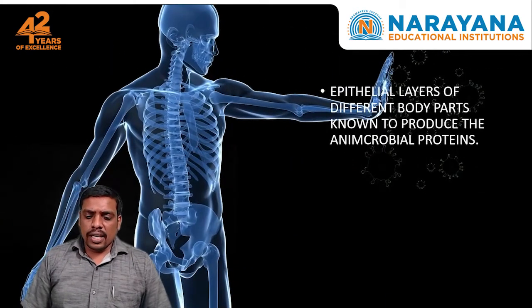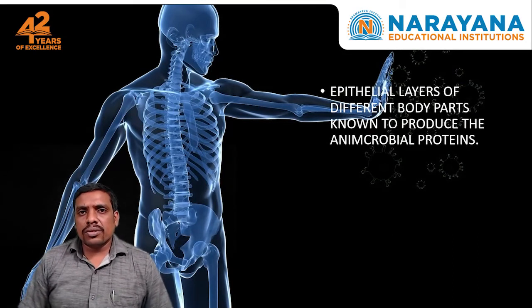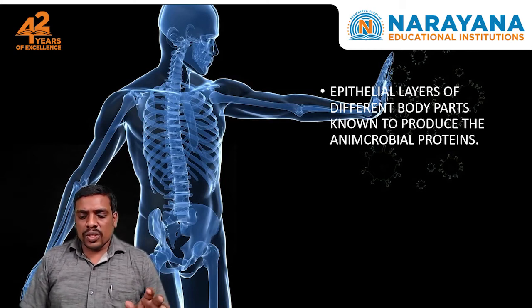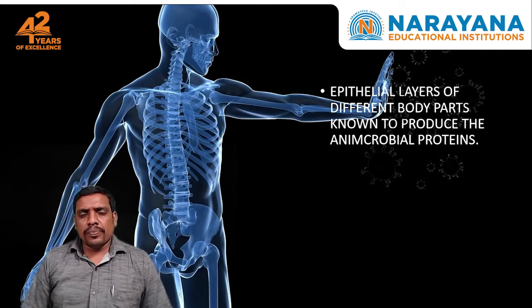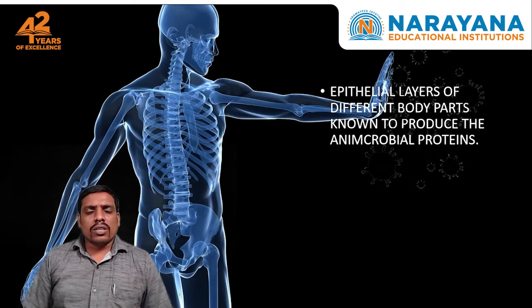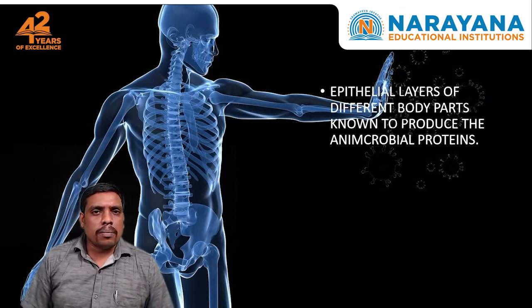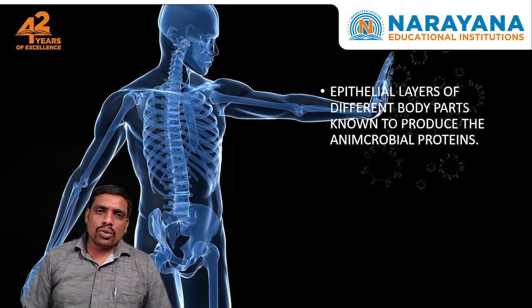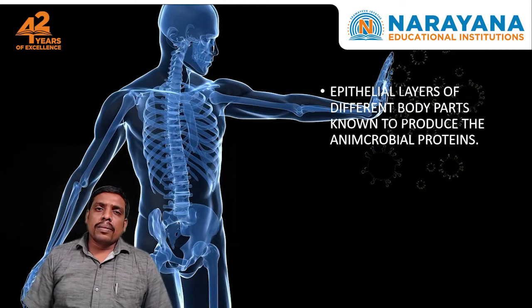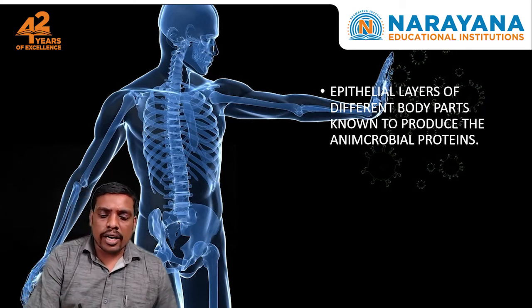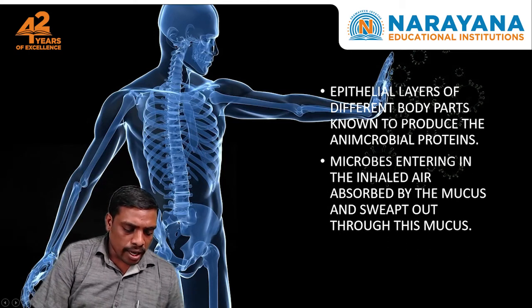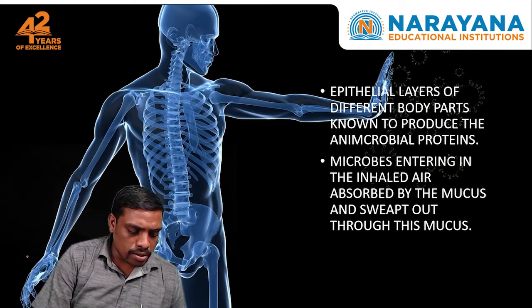Now, if you see the epithelial tissues of internal organs, they are known to produce antimicrobial proteins. What are these antimicrobial proteins? What are their specific roles? For all these questions, we are going to find out the answers. Antimicrobial proteins are specific proteins. They can act against all kinds of bacteria or pathogens.